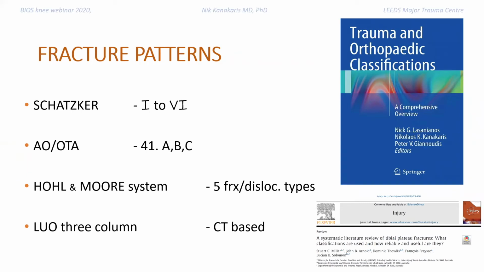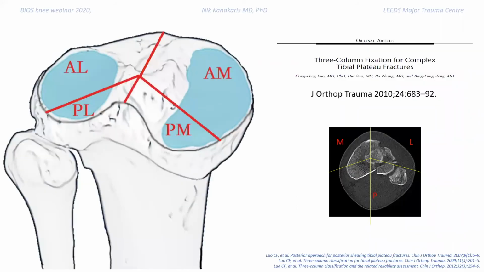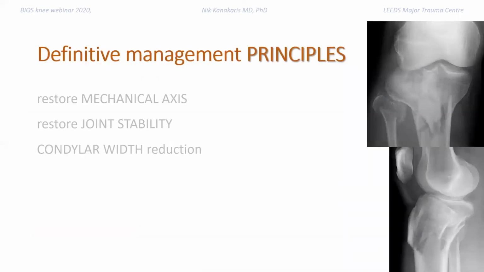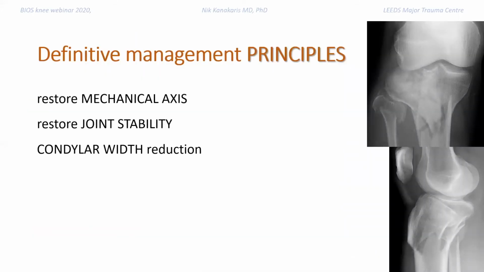and useful systems. Mostly the news nowadays is the LUO classification, which is based on CT scans and gives us a better understanding of the geography of the injury, and also allows us to understand which approach would be useful to reduce and fix the fractures. As far as the principles, they haven't changed much.